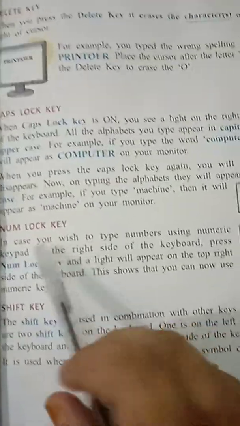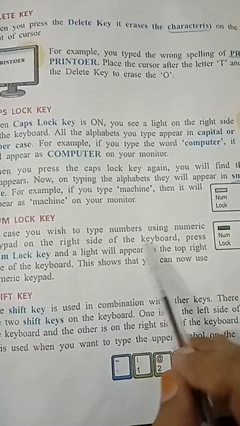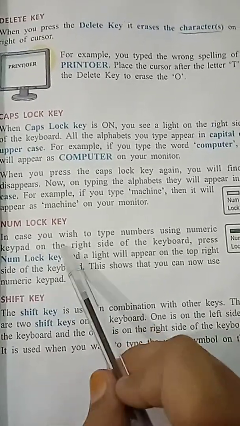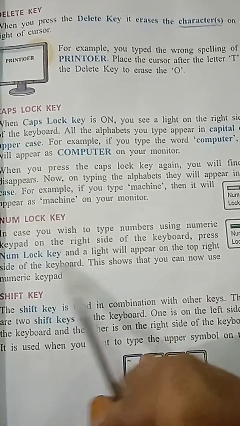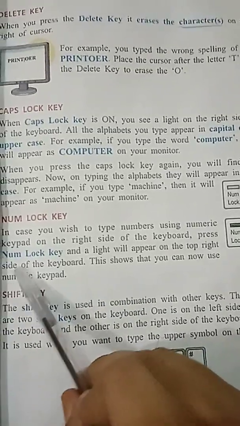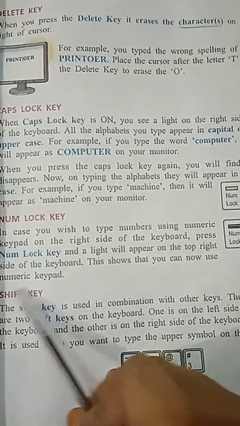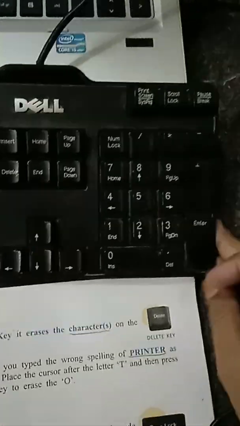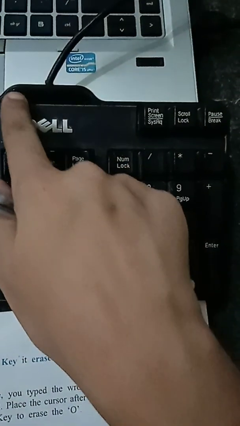Okay students, now we read about num lock key. In case you wish to type numbers using the numeric keypad on the right side of the keyboard, press the num lock key and a light will appear on the top right side of the keyboard. This shows that you can now use the numeric keypad. If you want to use the numeric keypad for typing numbers, you will first press the num lock key and the light will be on.